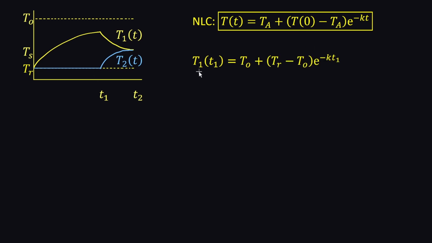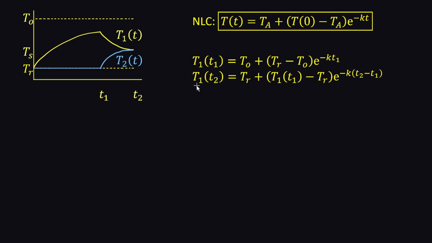So we have big T1 at little t1 equals To plus Tr minus To times e to the minus k t1. We then find the temperature T1 at the time t2. In this duration, the surrounding temperature is the room temperature. The duration for cooling down is t2 minus t1. The initial temperature for this period is big T1 at little t1.